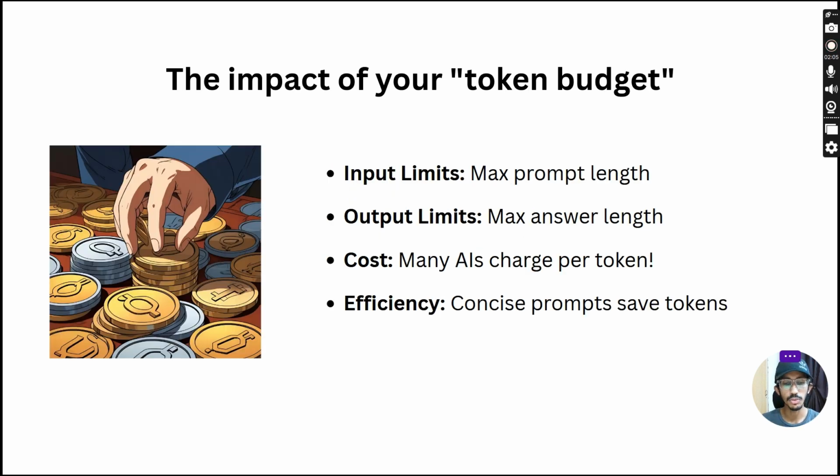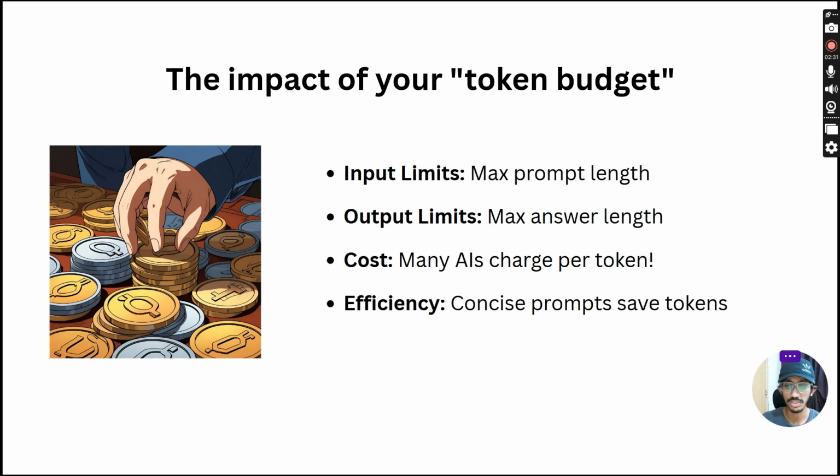So why should you care about tokens? Well, there are a few reasons. At first, the input and output limits. Most AI models have a maximum number of tokens they can process in a single interaction. This is often called the context window. So if your prompt is super long, or if you're asking for a massive essay, you might hit that limit.